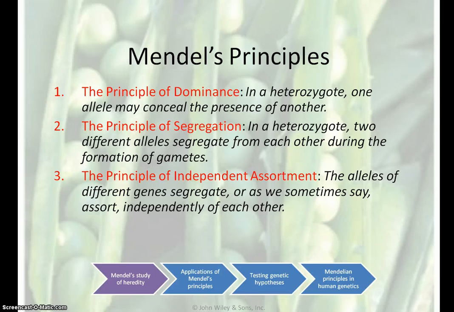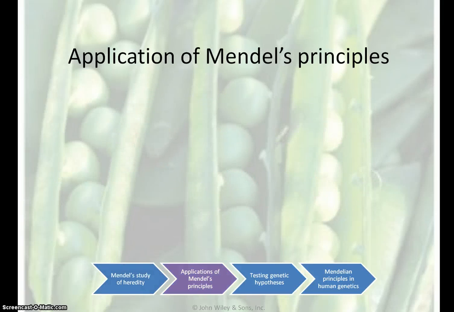Now, these are Mendel's 3 famous principles or laws that refer to genetics and how traits are inherited, or passed on, from parent to offspring, and these still hold true today. So I find that pretty amazing. These were published in 1865, and we still follow them today.